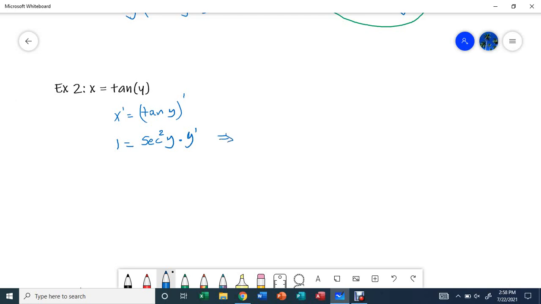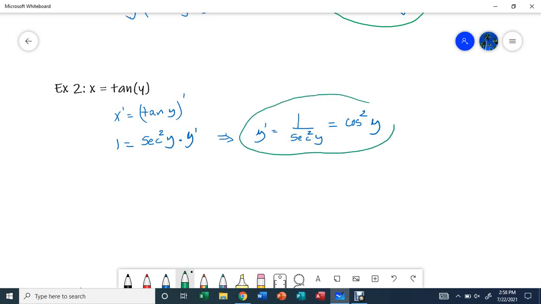Now step number 3 is solve for y prime. So y prime is 1 over secant squared of y, or cosine squared of y, because 1 over secant is cosine, and that's my f prime of the above function.